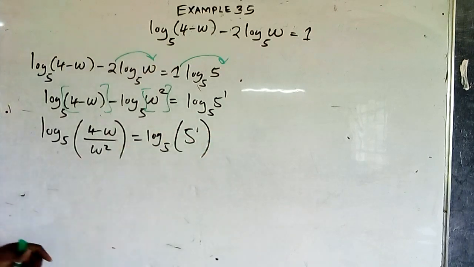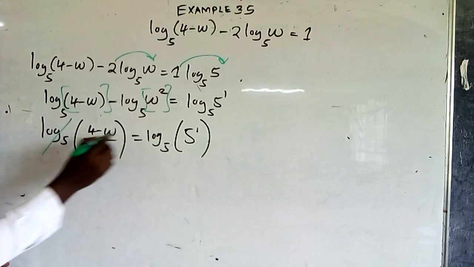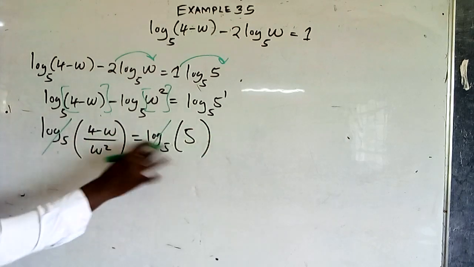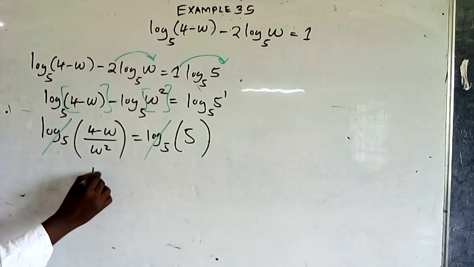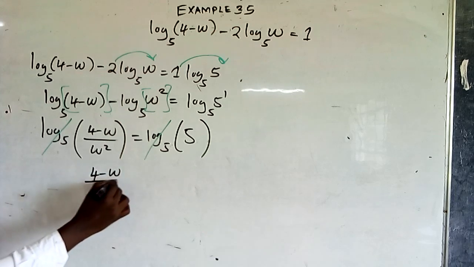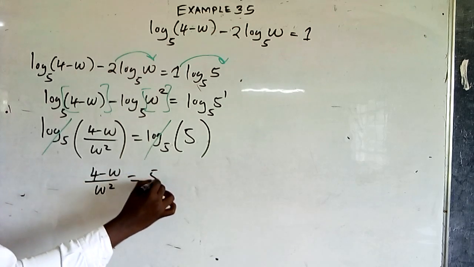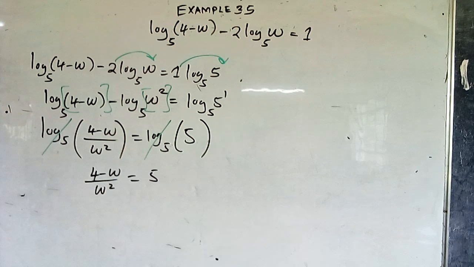5 raised to power 1 is just 5. That is already one term, so there's nothing you are joining it with. So you just ignore the logs on both sides of the equation once you have made it one term on either side. Once you ignore the log, what do you remain with? 4 minus w over w squared is equal to 5.